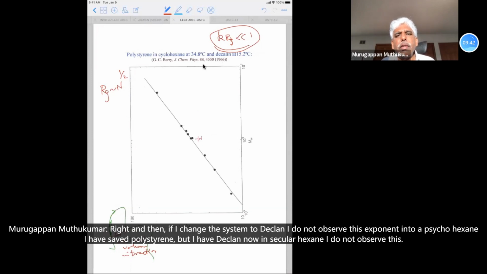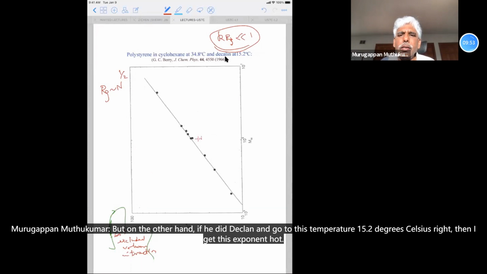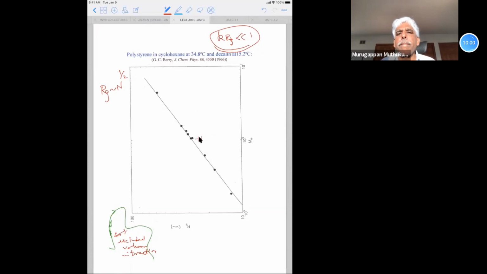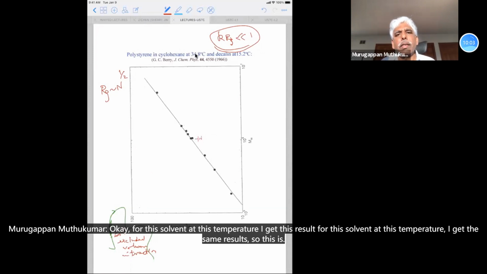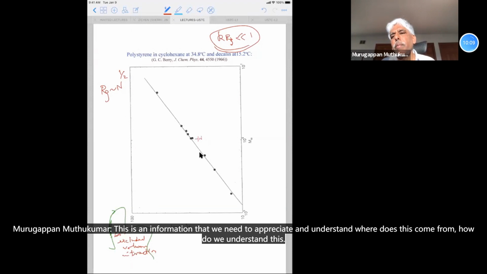And if I change the system to decalin, I do not observe this exponent. Instead of cyclohexane, I have the same polystyrene but with decalin now, and I do not observe this. But on the other hand, if I take decalin and go to this temperature, 15.2 degrees Celsius, then I get this exponent half. For this solvent at this temperature, I get this result. For this solvent at this temperature, I get the same result. So this is information that we need to appreciate and understand. Where does this come from? How do we understand this?